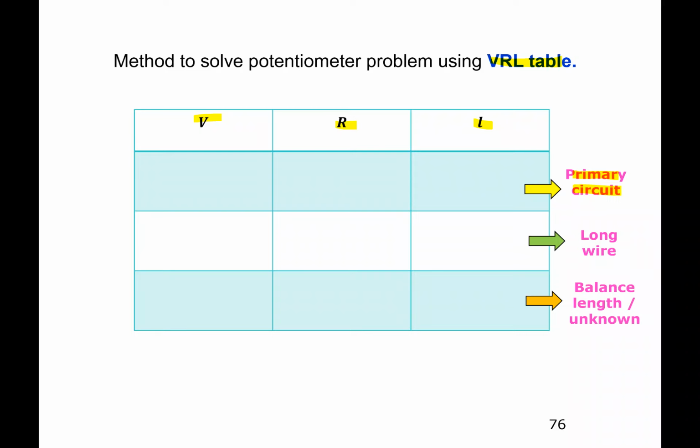So in summary, in potentiometer we use the relationship V directly proportional to R and directly proportional to L, and then we can come up with the ratio for V, R and L. We equalize the ratios, and the method we use to solve potentiometer problems is the VRL table. You draw columns V, R and L; the first row refers to the primary circuit, the second row to the long wire, and the last to the balance length. In the example video we will explain more specifically how to fill in this table to solve the problem. That's all for this video and thank you very much.